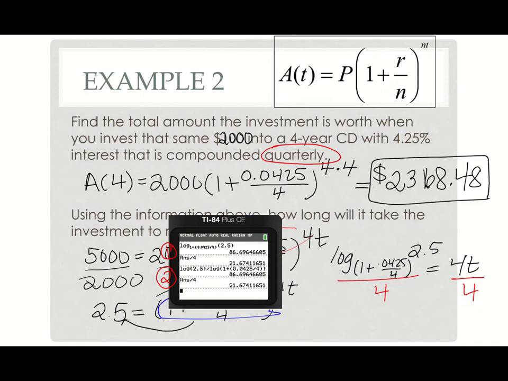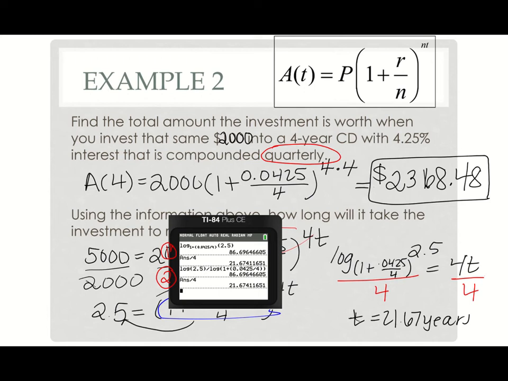So my final answer is time is going to be 21.67 years. Essentially it's going to take me 22 years to gain $3,000 on my initial investment. So this is if I went through and solved algebraically.